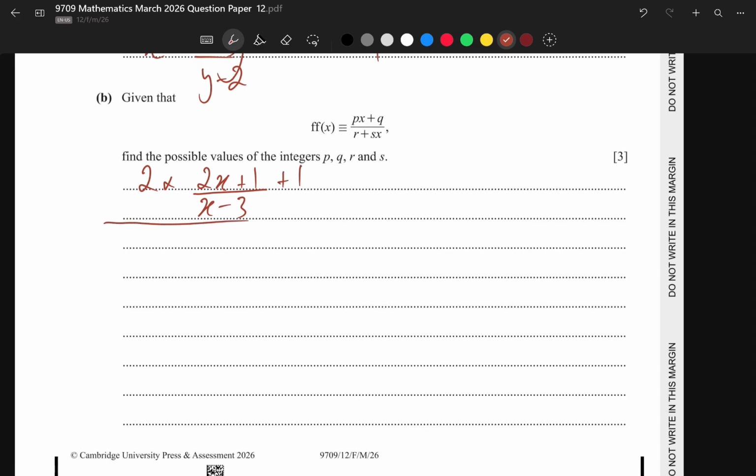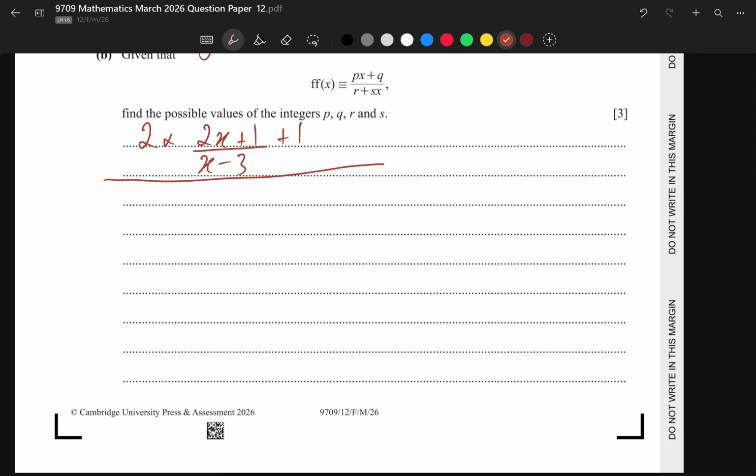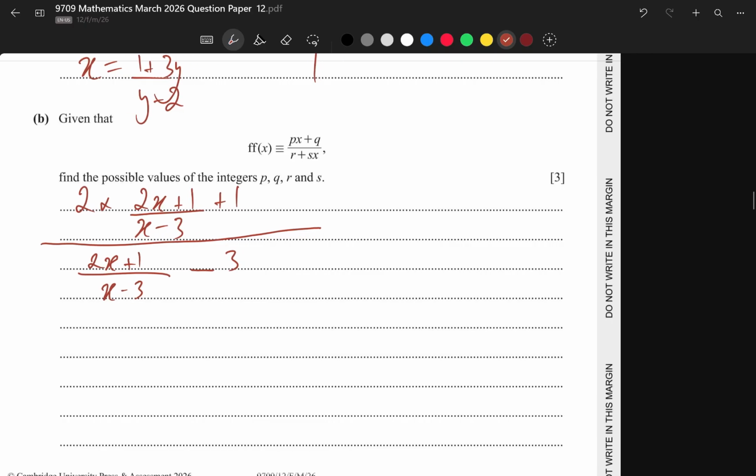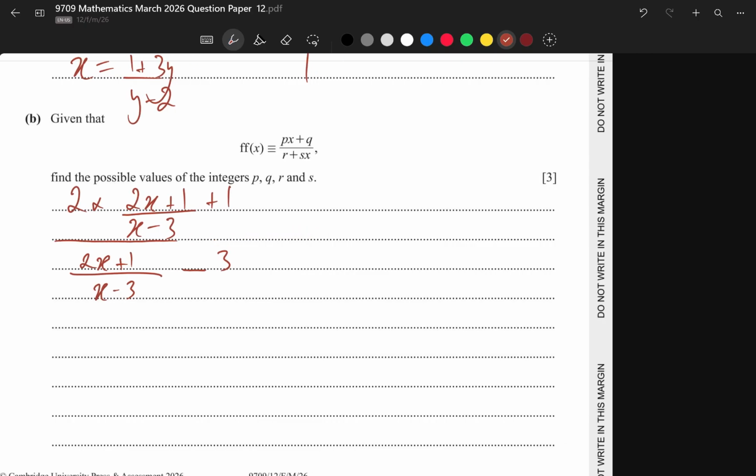plus 1, and this is upon x minus 3. So in the place of x we'll put (2x plus 1) upon (x minus 3), and this is minus 3. Now to solve these, we'll first multiply this 2 in this place, so we'll get (4x plus 2 plus 1) upon (x minus 3), and the denominator will not change for the moment, so (2x plus 1) upon (x minus 3) minus 3.